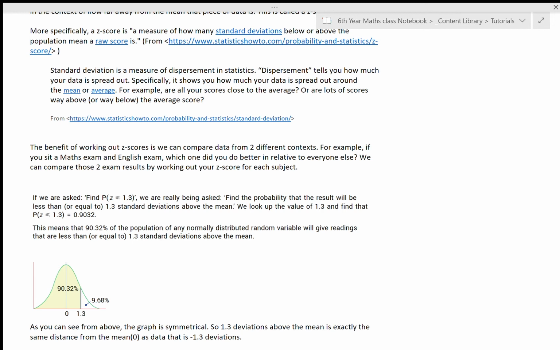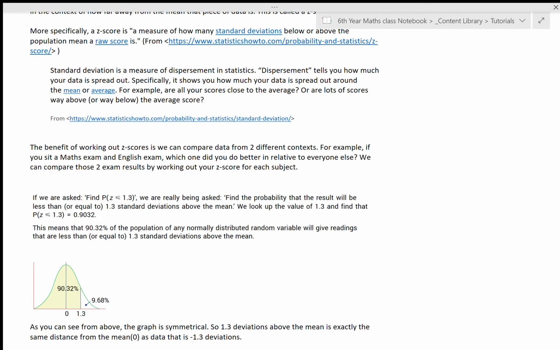So if we're asked to find the probability of someone having a z-score of less than or equal to 1.3, what we're being asked basically is to find the probability that the result will be less than or equal to 1.3 standard deviations above the mean. Okay, we look up the value of 1.3 in your tables, and we'll go through that in a minute. It ended up being 0.9032.